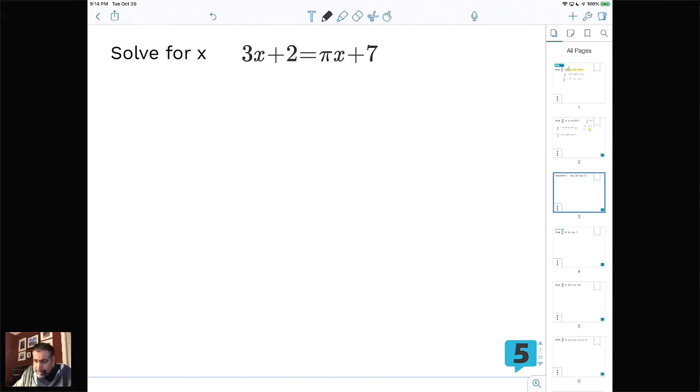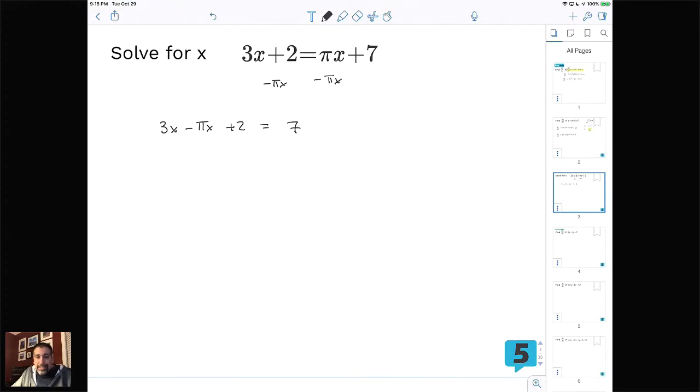So the first step here is to choose, in my mind, which side you want all the x's on. I'm going to choose to put all the x's on the left-hand side. So as I do that, I'm going to subtract pi x from both sides. If I subtract pi x from this side, I've got to subtract pi x from that side. We're going to end up with 3x minus pi x plus 2 equals 7. Okay? So where do we go from here?